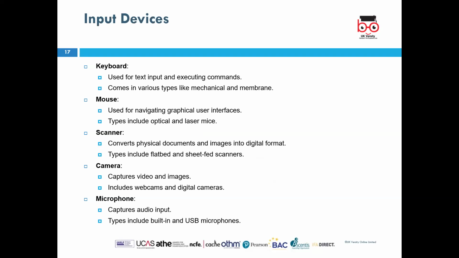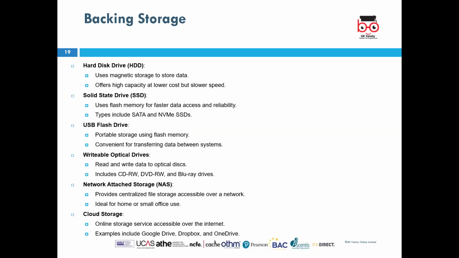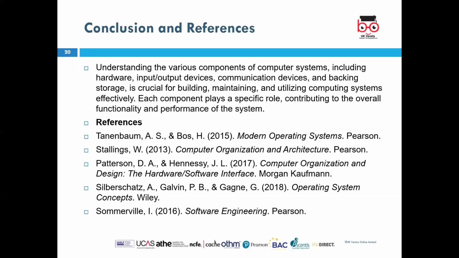Our input devices, we've already looked into: keyboard, mouse, scanners, camera, microphone. Output devices: monitors, printers, speakers, and communication devices, such as network interface card, will allow us to connect to the internet. So when it comes to backup storage, we all know that our computer will come with either an HDD or SSD type of storage, depending on which computer we choose to purchase. USB flash drives are still available in the market. Writable optical drives, network attached storage, and cloud storage, which is where technology is moving nowadays.